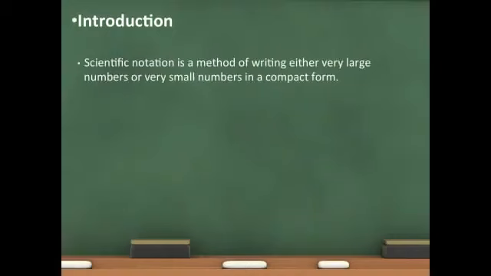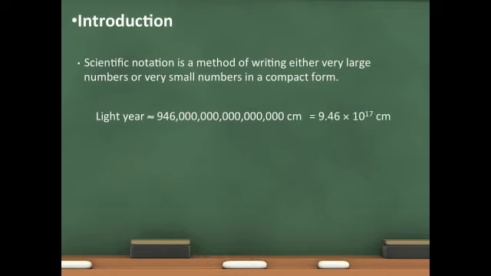Scientific notation is a method for writing either very large numbers or very small numbers in a compact form. For example, a light year is the distance that light will travel in 1 year. 1 light year is approximately 946 quadrillion centimeters. 946 quadrillion has 15 zeros and can be written in scientific notation as 9.46 times 10 to the 17th power.